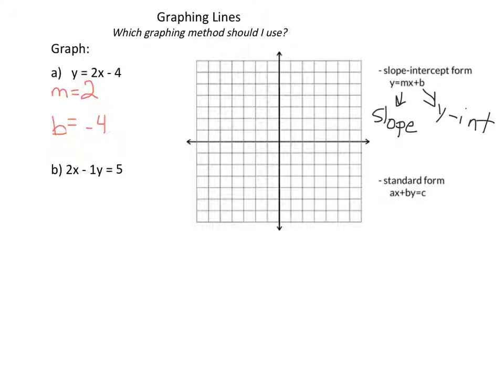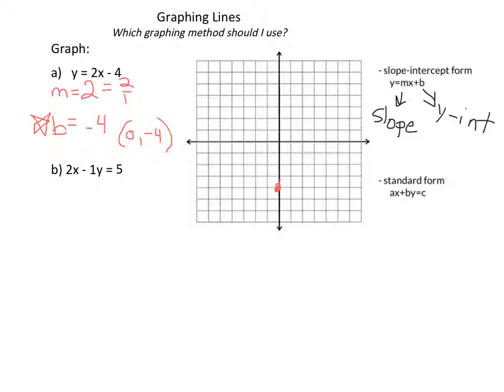Remember, slope is the change in y over the change in x, so it might be easier to think of this as 2 over 1. And your b is the y-coordinate of the y-intercept ordered pair, so it might be easier to think of this as 0, negative 4. When using this method, you always want to start with the y-intercept. Sometimes we even call it your starting point. So I'm going to put a point at 0, negative 4.